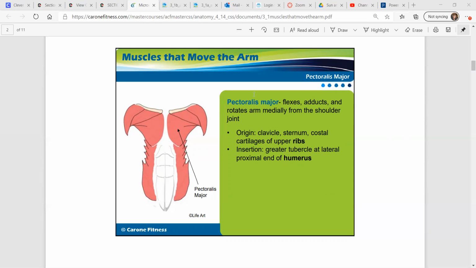So remember, the origin is closer to where the muscle is attached, and then the insertion point is further away from your head.